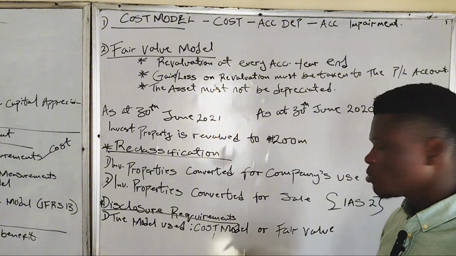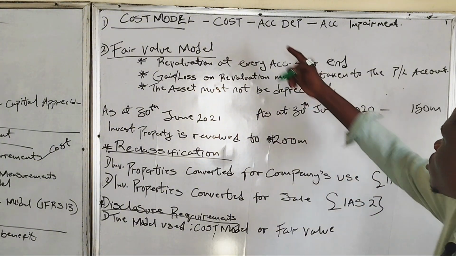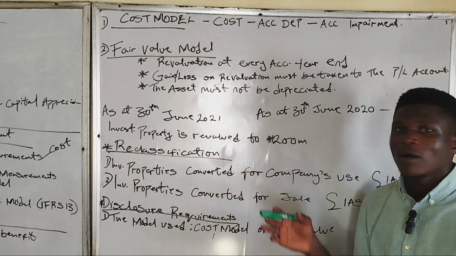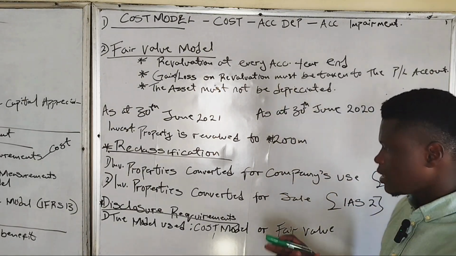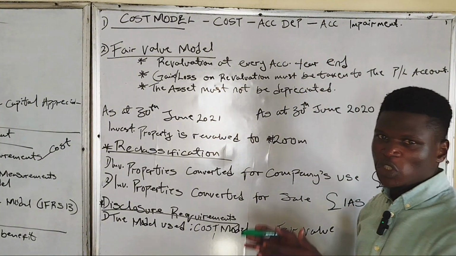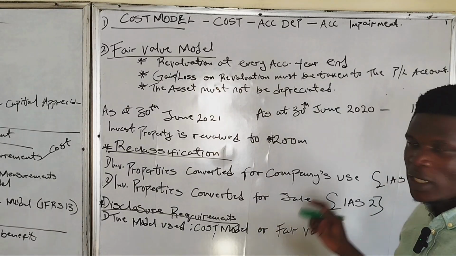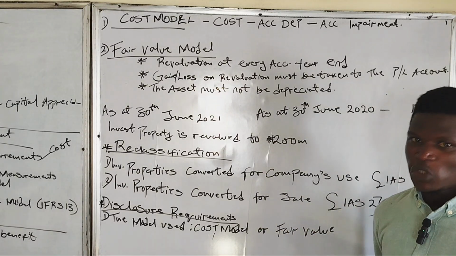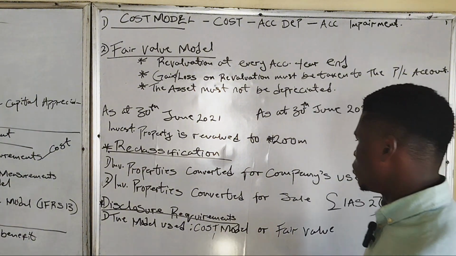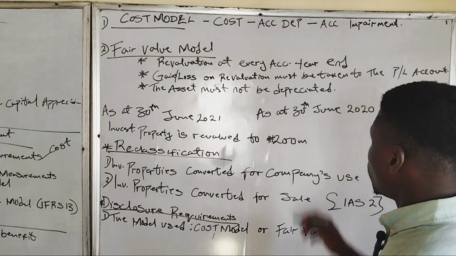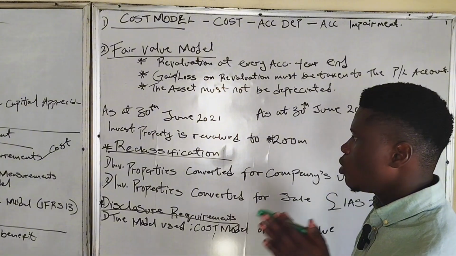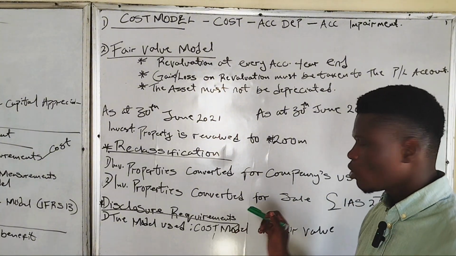If you are using cost model, you must disclose the depreciation method and the depreciated amount of this asset. So you must disclose the method of depreciating your asset. Just like we discussed under IAS 16 that we have several methods of depreciating assets, which is straight line, sum of the years, reducing balance and the likes of such. So you must disclose the depreciation method of depreciating your properties. That's if you are using cost model.